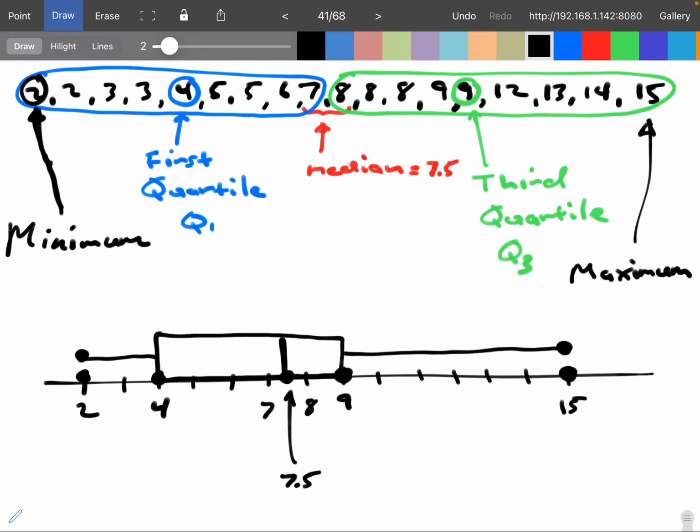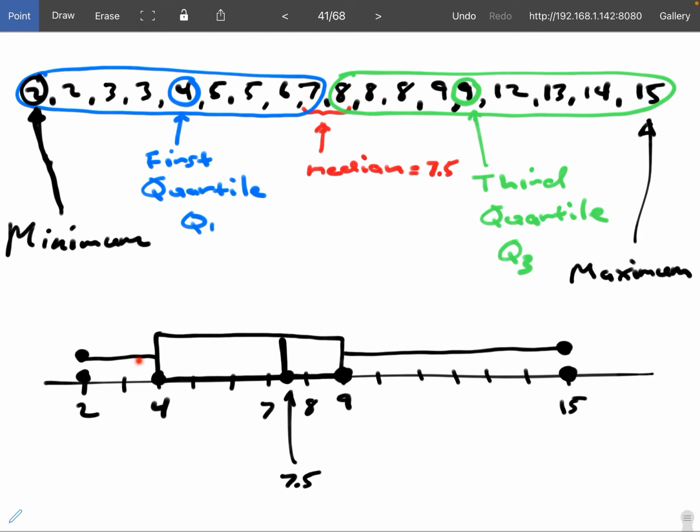Now, what does that do for you? That's kind of a picture for how spread out your data is. So what you have is 1/4 of your data falls in this interval from 2 to 4. And then another quarter of your data, or 25% of your data, is between your first quartile and your median. And then another 1/4 of your data is between your median and your third quartile. And then the highest 25% of your data is in this interval from the third quartile to the maximum.